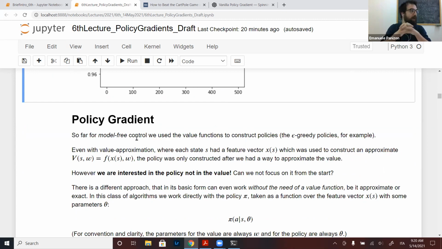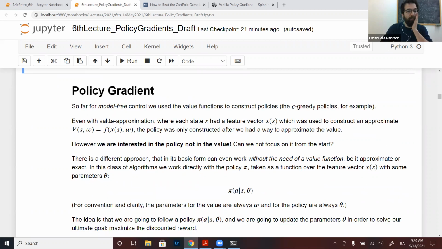And first of all, this is the main point. Today we are going to focus on the policy and not on the value itself. The value will be used to get to a policy, but our point is that we want a class of methods with a direct focus on the policy. So far we managed to do model-free control, but we had to construct some policies parameterized by the value.